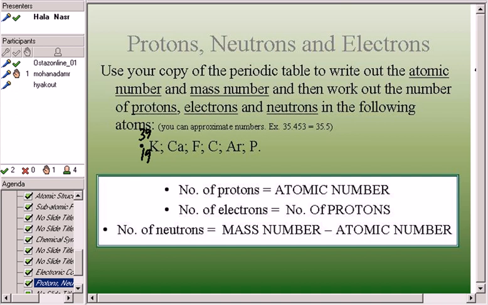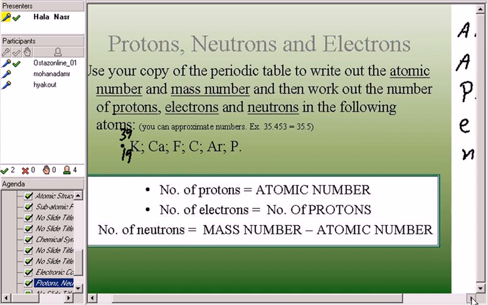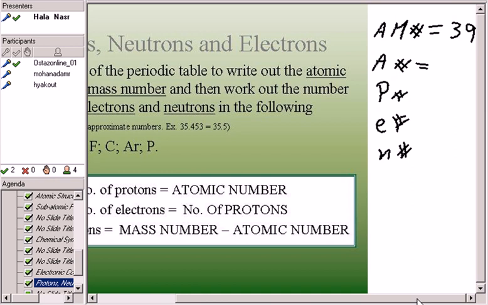Atomic mass is 39. This is 19 and 39. We said the atomic mass number is the bigger number. So the atomic mass number is the 39. Now, we said the atomic number is the smaller number. So what's the atomic number, Mr. Yaoud, for potassium? 19. Very good.